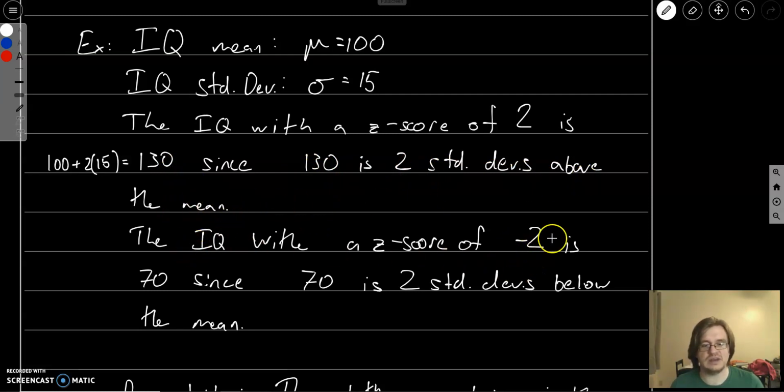Whereas the IQ with a z-score of -2 is going to be 70, because if we go to the mean and we go down 2 standard deviations, we hit 70. So 70 is exactly 2 standard deviations below the mean, which is indicated because we have a negative z-score.